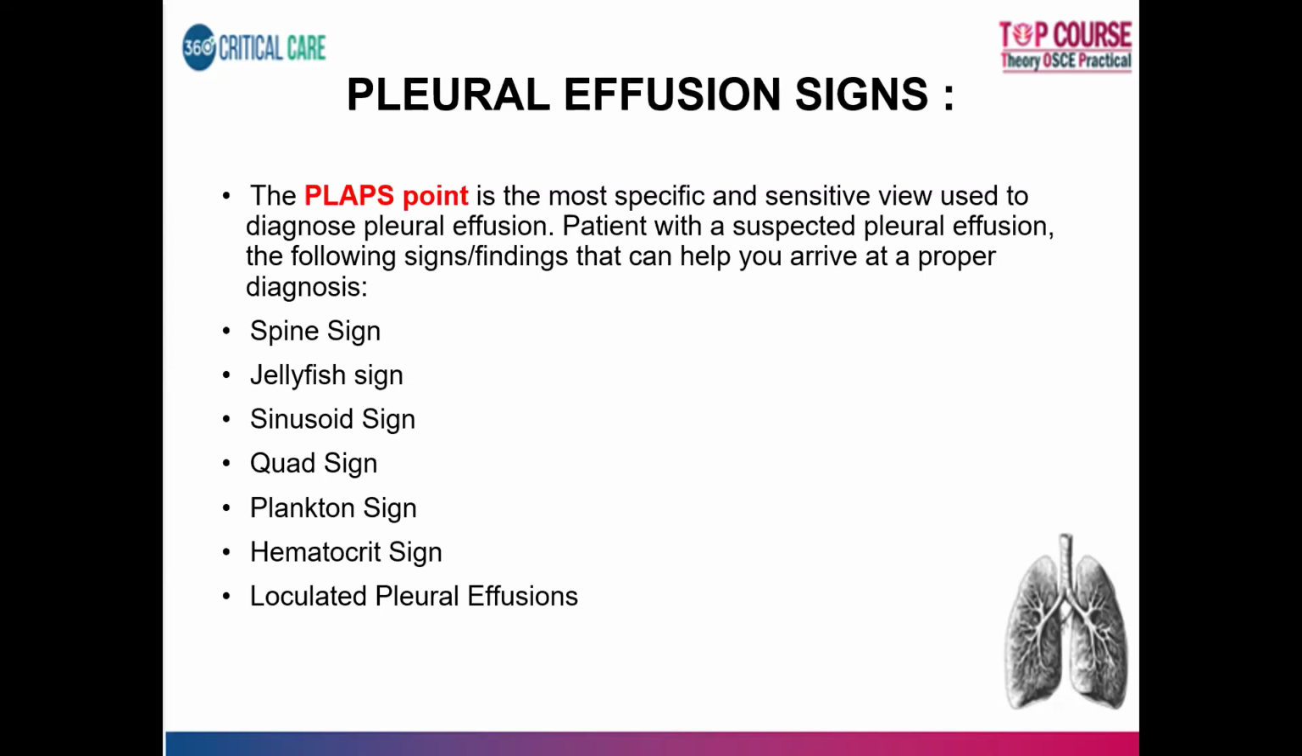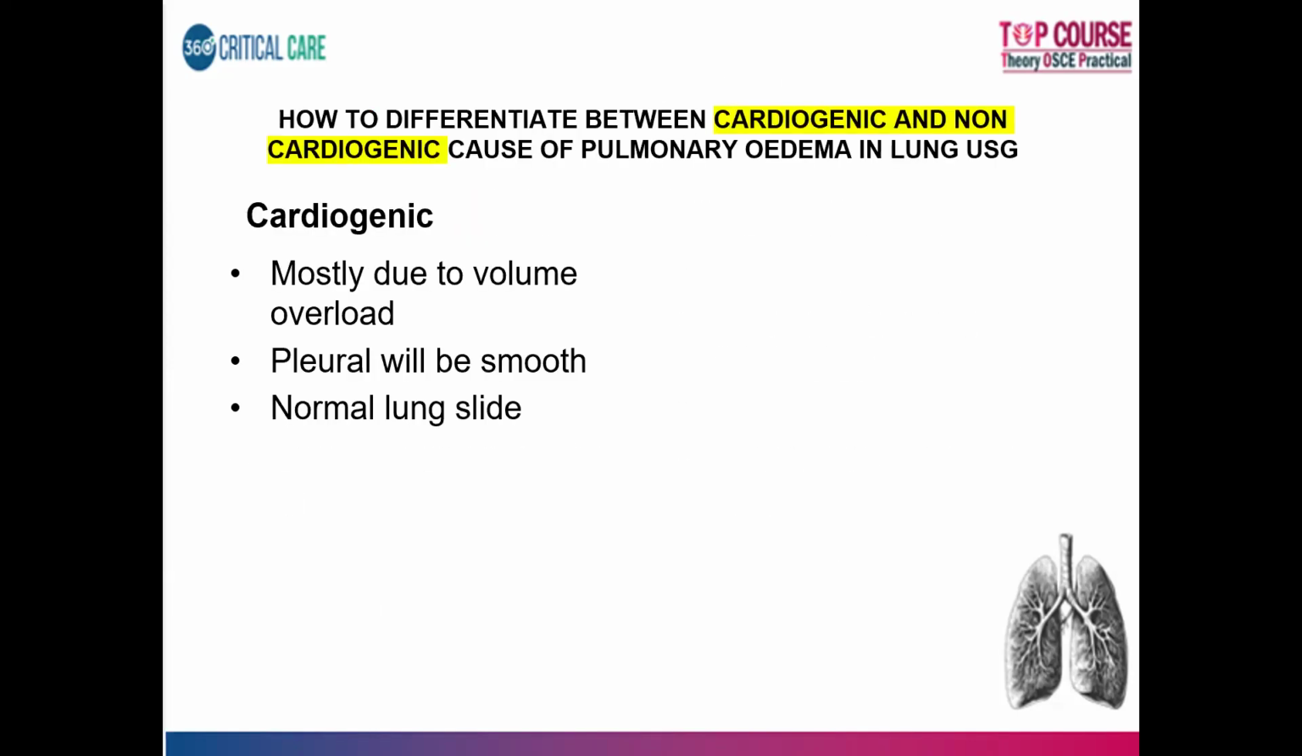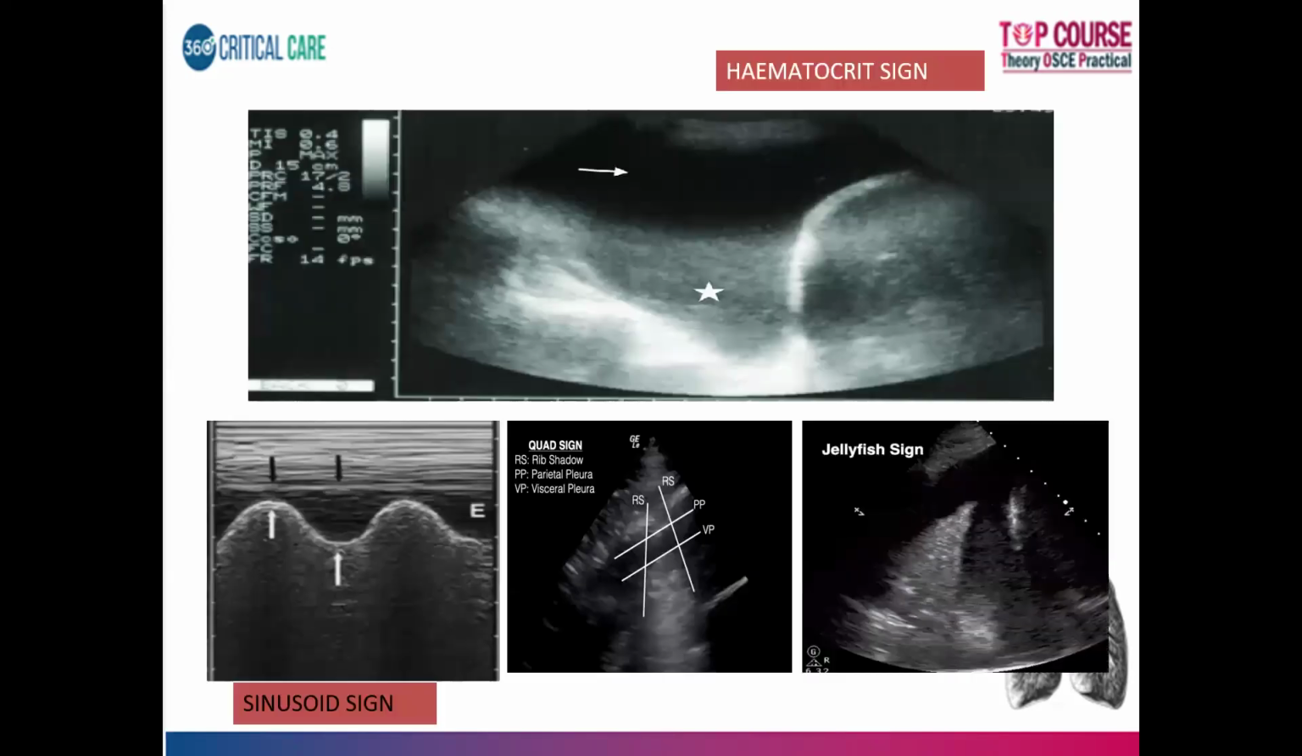Can anyone tell me how you quantify? Do you guys quantify your pleural effusions? Do we have to quantify? So I'll go to this slide here. We'll take the hematocrit sign there. So for easier things, how do we quantify? Do you know any formulas?